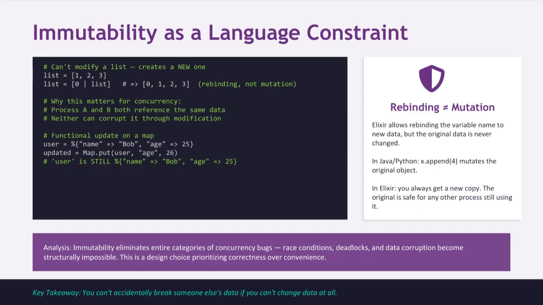This is the distinction between rebinding and mutation. Elixir allows you to reuse a variable name, but it never lets you change the underlying data in place. The practical result: entire categories of concurrency bugs simply do not exist in Elixir. Race conditions, deadlocks caused by shared state, data corruption, all of them gone.